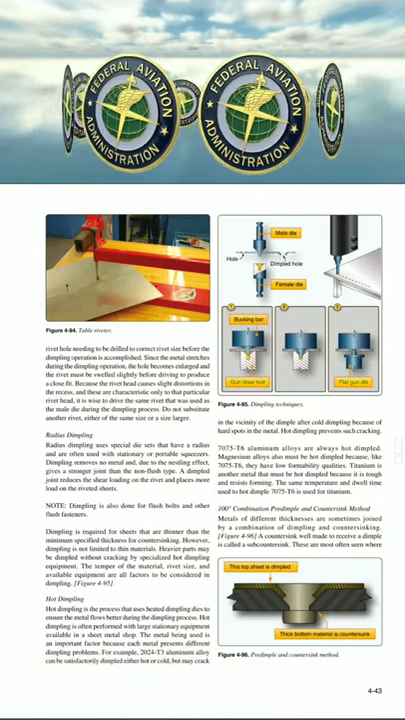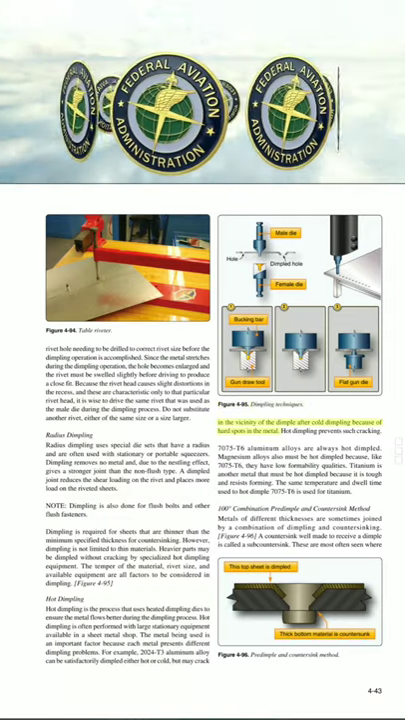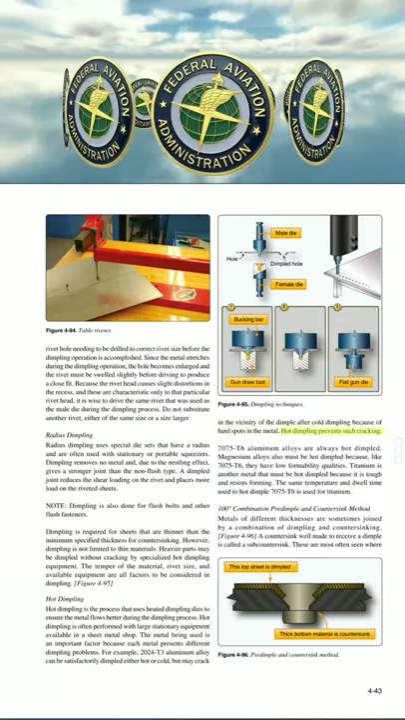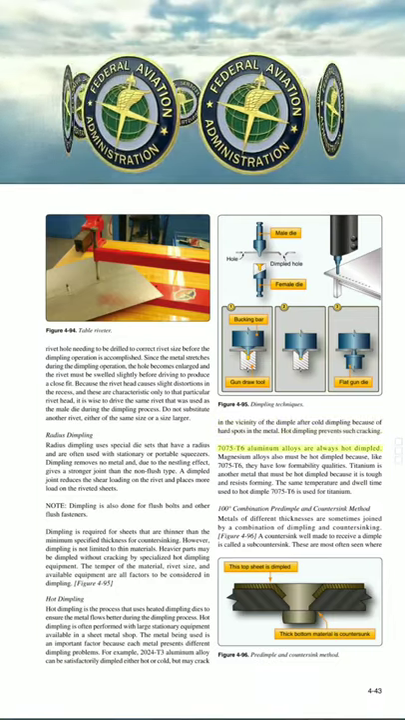Gun draw tool, flat gun die. Figure 4-95. Dimpling techniques. In the vicinity of the dimple after cold dimpling, because of hard spots in the metal, hot dimpling prevents such cracking. 7075 T6 aluminum alloys are always hot dimpled.